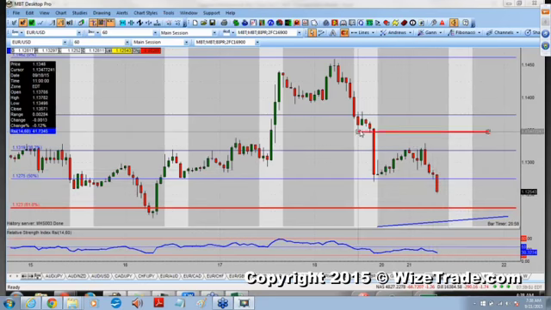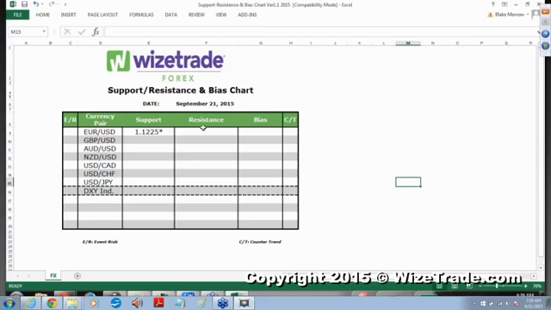But I'll tell you this much: on a rally back to that previous support, you're going to have people trying to get out around there. So if we rally back to 113.50, I'm a seller if we can get it.